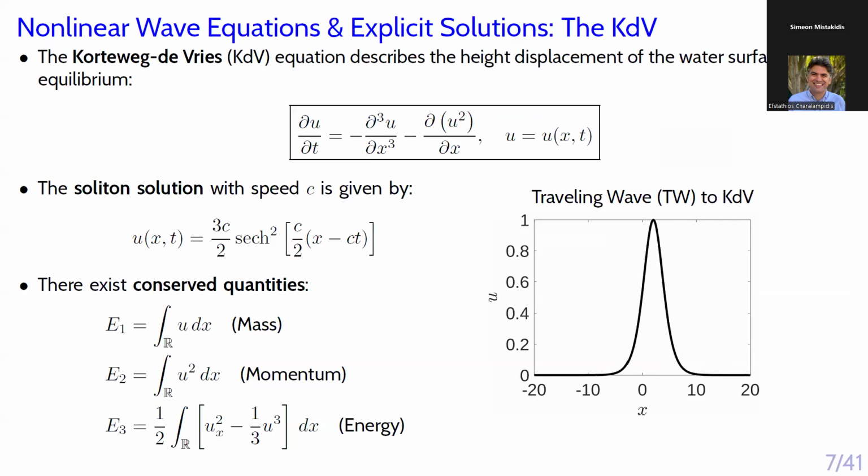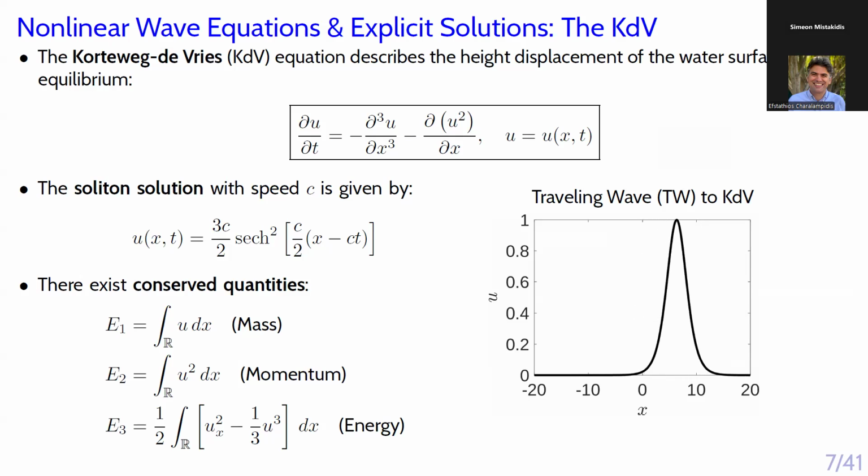As an example of such a model where you have a balance of nonlinearity and dispersion, I'm just picking the example of the Korteweg-de Vries equation, a very well-known model in fluid mechanics, where the solution of this model describes the height displacement of the water surface from its equilibrium. It has a third order dispersion captured by this third order derivative and a nonlinear term. And surprisingly enough, this model, although it's nonlinear, has explicit solutions, and the fundamental solution, the soliton solution as we call it, has the form of a hyperbolic secant. c is the speed of this wave. It is a traveling wave, as is shown here. It travels with that speed c.